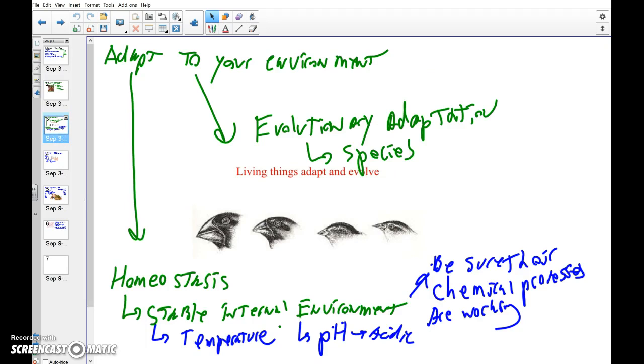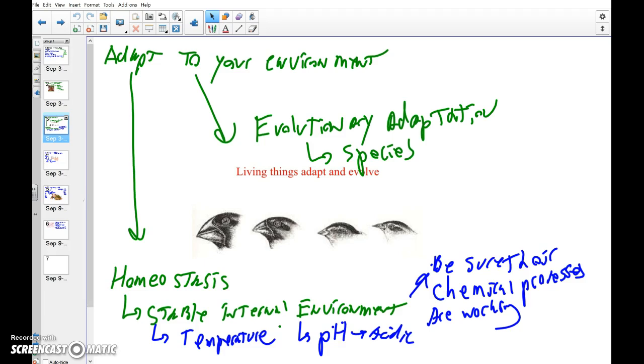Next on our list of characteristics of living things is the ability to adapt to your environment. Now, the obvious thing when we hear the word adapt is to think about adaptation and evolution, and that is adapting to your environment. But that's a very long form of adapting to your environment. It's the kind of thing that an entire species does, and it does it over centuries or millennia.